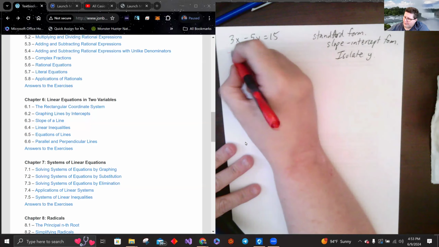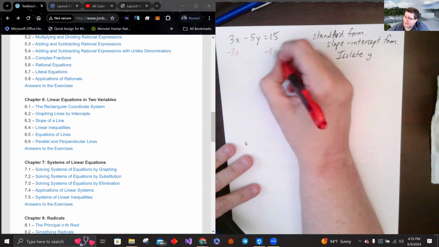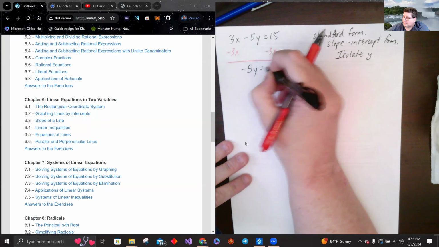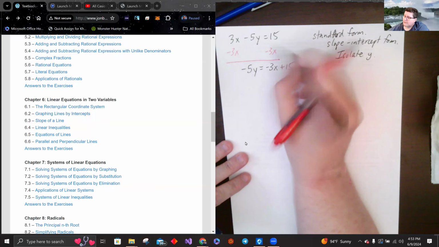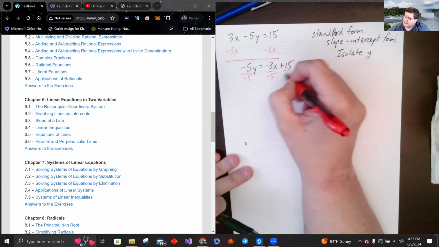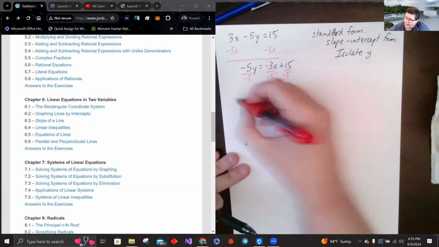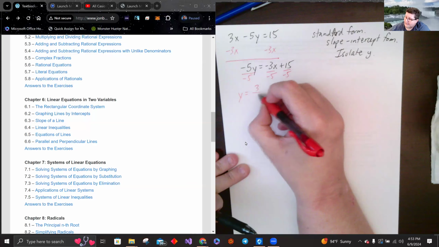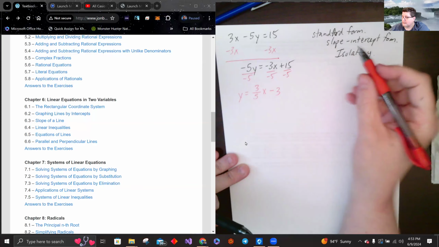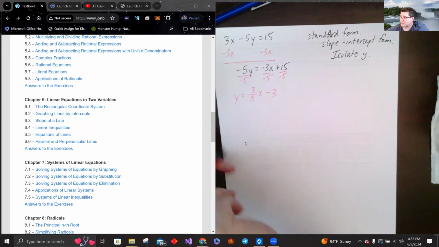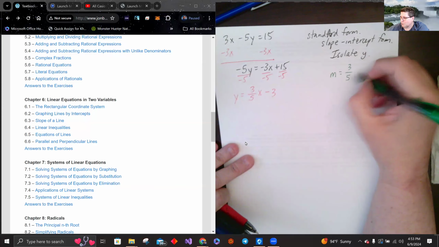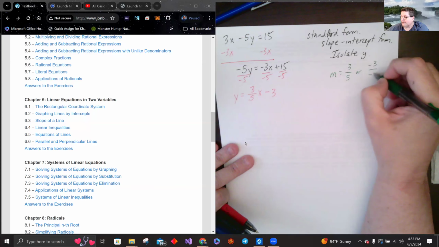So I'm going to start off, I'm going to subtract 3x from both sides. And then I'm going to divide everything by -5. And I'm going to get y equals 3/5 x minus 3. And I canceled the negative there. I have 3/5 or -3 over -5.